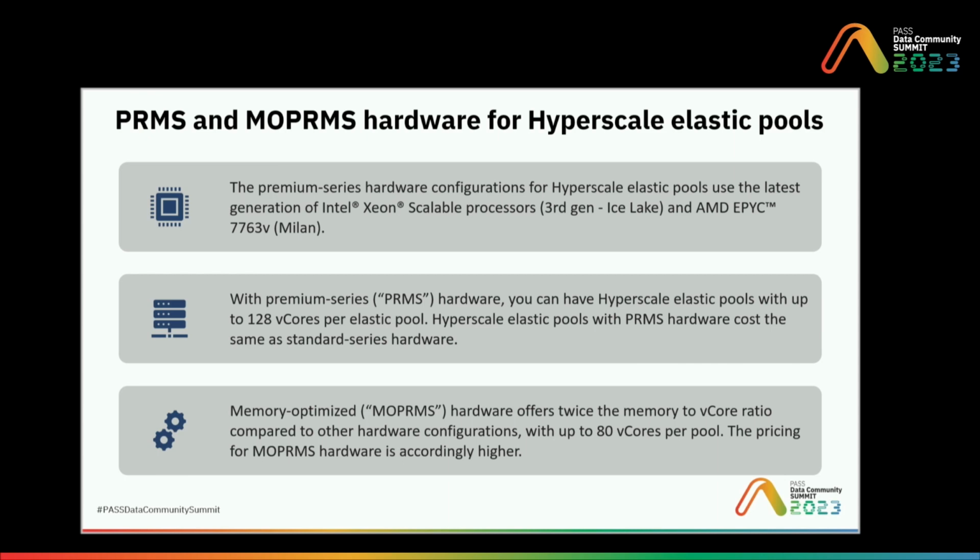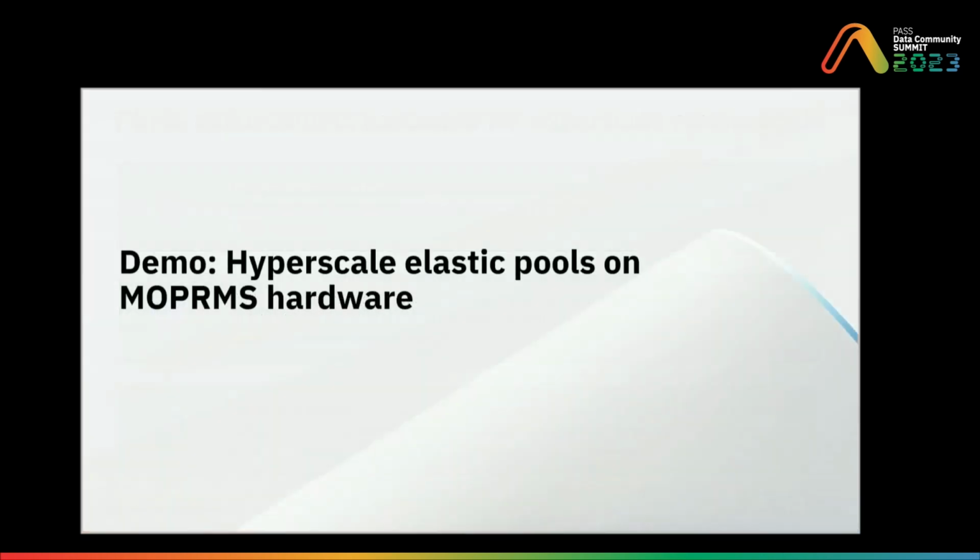Memory optimized premium series is the 2x memory to vCore ratio that we talked about earlier. You'll see a demo of this in action in a minute. And memory optimized premium series could be the best performance that you get for certain workloads which may have a lot of data access. For example, they are analytical in nature, or they're accessing a ton of data, they're doing large aggregates, and so on and so forth. All of these, of course, behind the scenes, they're running on current or latest generation hardware.